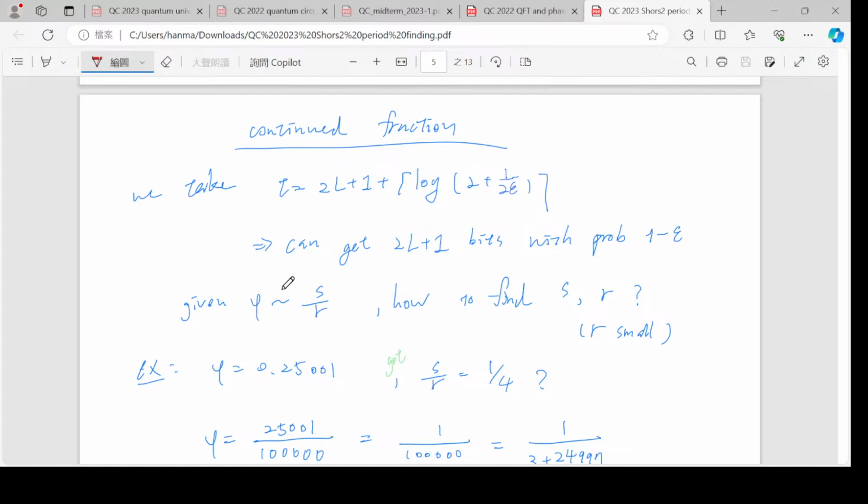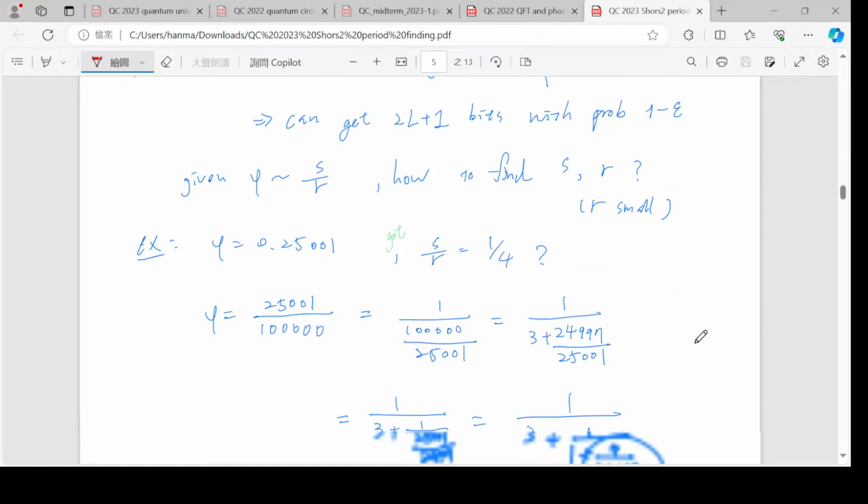I guess we overload the notation a little bit, but this 2L plus 1 bit number is our estimation of s over r, so this is some fraction. We have psi as 0.j1 j2 up to j sub 2L plus 1. We know psi is pretty close to s over r, but how do we find this s and r? Here we give an example of how this continued fraction algorithm works.